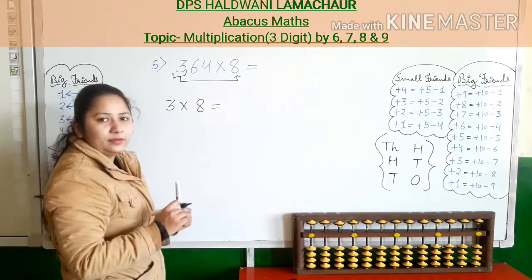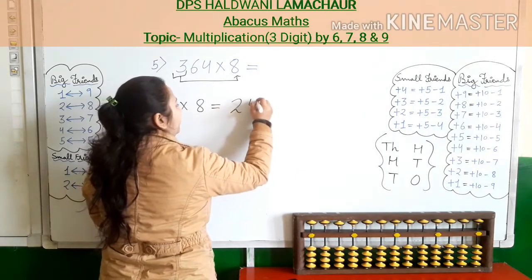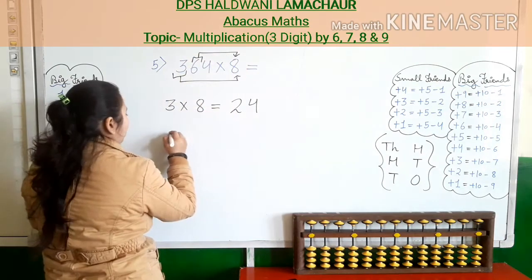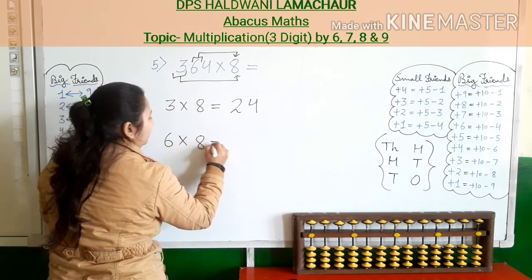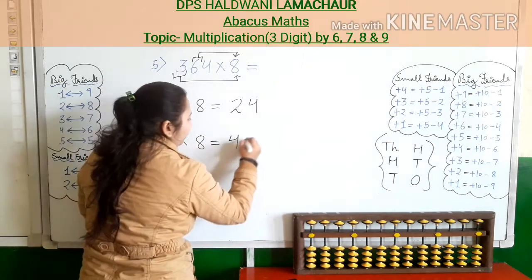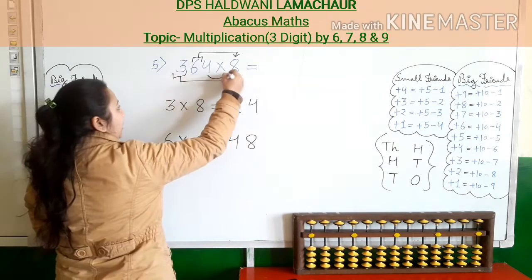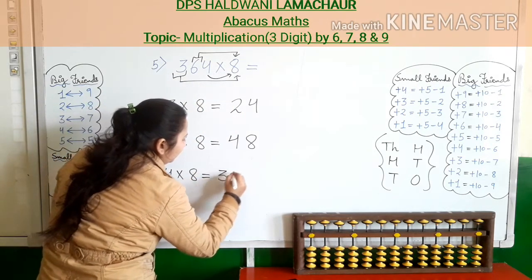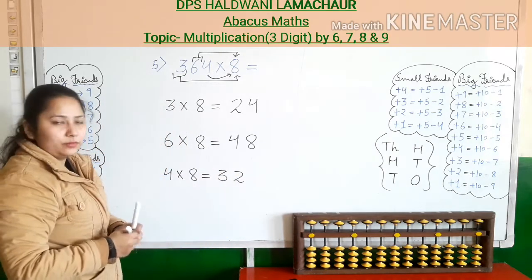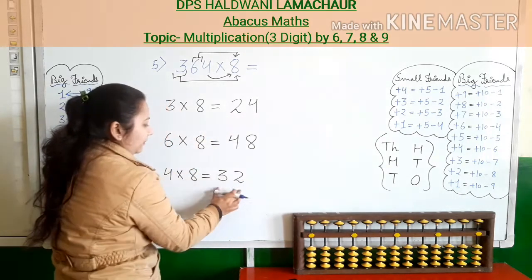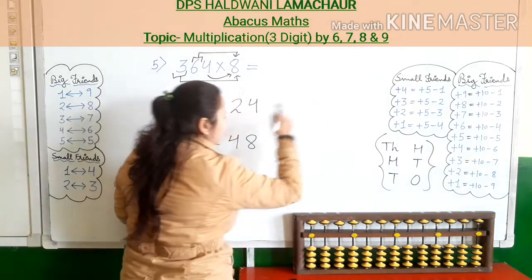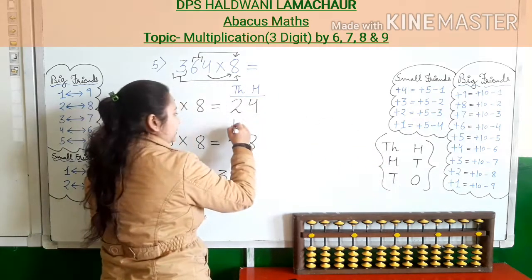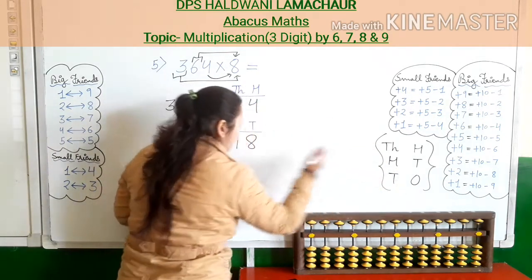Now 8 3s are 24. Now we will multiply the second digit with 8. 6 into 8. 6 8s are 48. Now we will multiply the last digit with 8. 4 8s are 32. Now put these numbers in the abacus. First of all write the pattern. The first number will go in thousands, then hundreds, then tens, and the last is tens and ones.